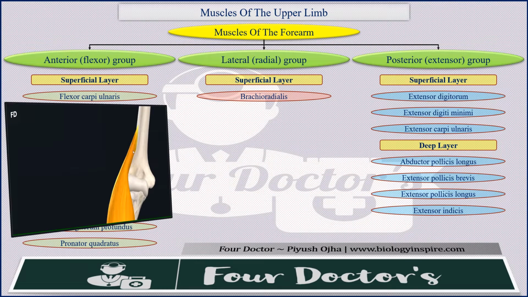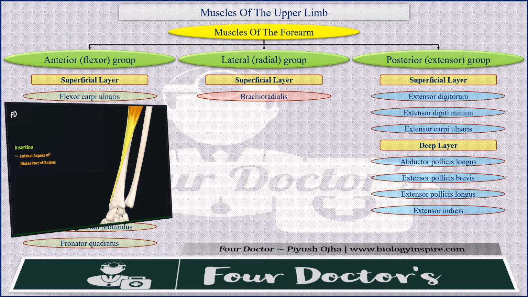So the brachioradialis muscle has its origin from the superior two-thirds of the lateral supracondylar ridge of the humerus. And then in the middle of the forearm, this muscle forms this flat tendon, which inserts onto the lateral aspect of the distal part of the radius, just superior to the styloid process.